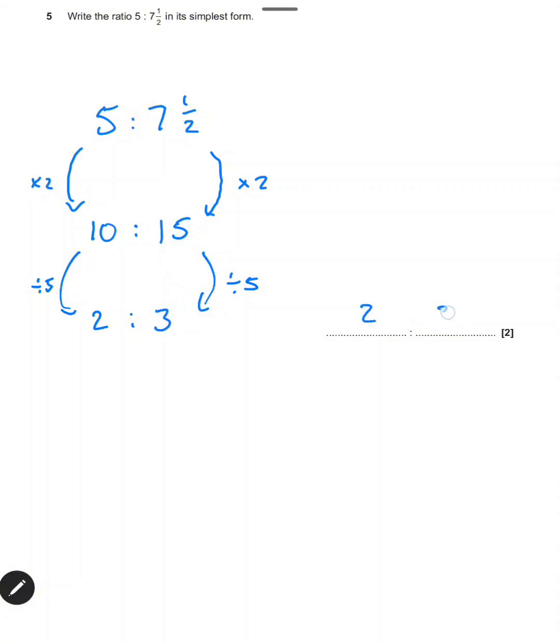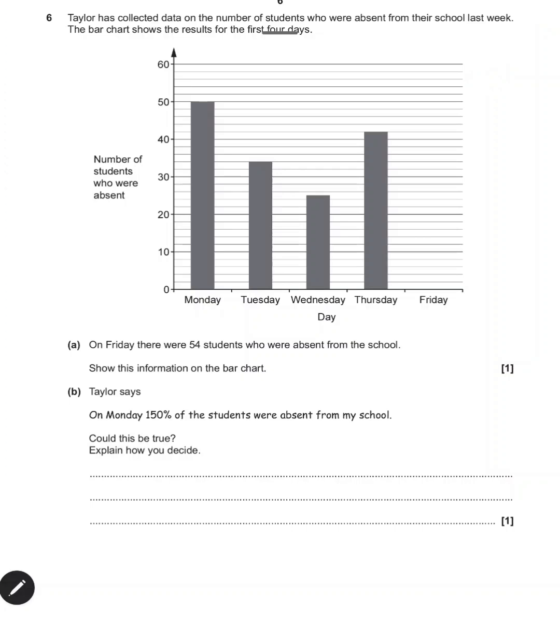There's your answer, 2 to 3. This won't simplify any further. And in question 6, we've got a bar chart. Nice easy start for this. This is on Friday. There were 54 students absent. Complete the bar chart. So we just need to do a bar up to 54.